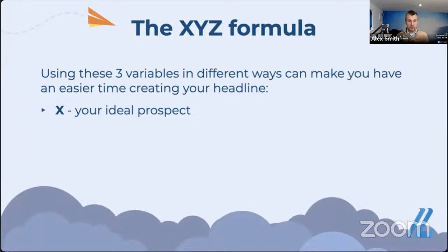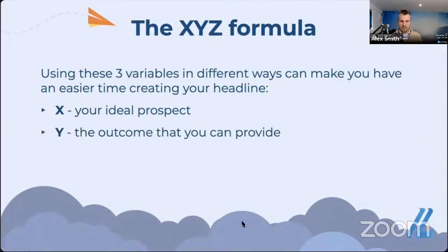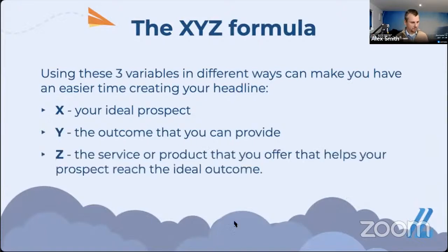I help accountants. I help stressed out accountants. So Y is the outcome that you provide. How do you help them? What's that big goal? I mean, I help people save time and money through using automation on LinkedIn, or generate a sales pipeline with leads and stuff like that. So it's, what is the tangible outcome that you're going to help them achieve? Have a think about that. What is the solution that you bring to the problem that they might be having?